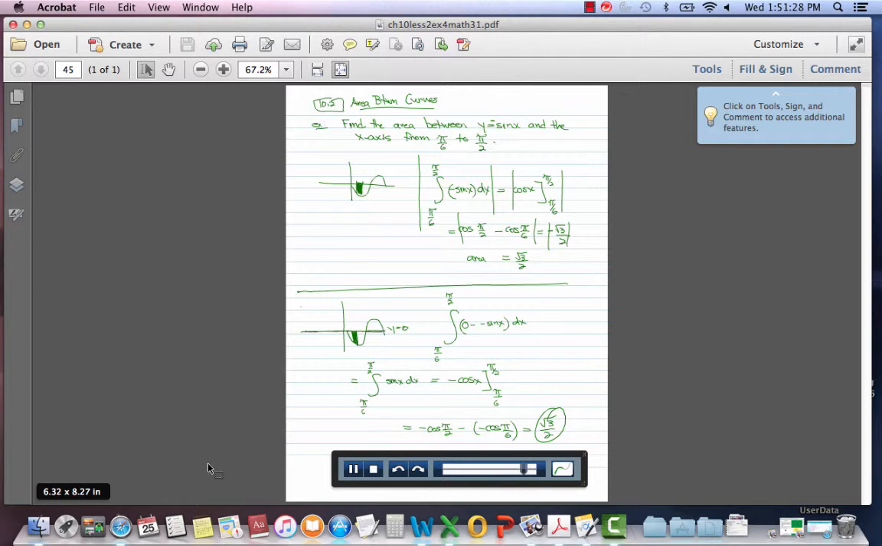So you have a choice. If you're doing just a single function that's below the x-axis to the x-axis, you either just absolute value your number when you do that definite integral, or you just do 0 minus it, and either way you take care of that negative sign.